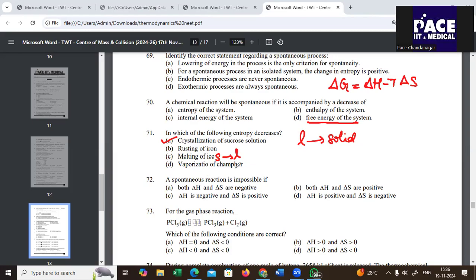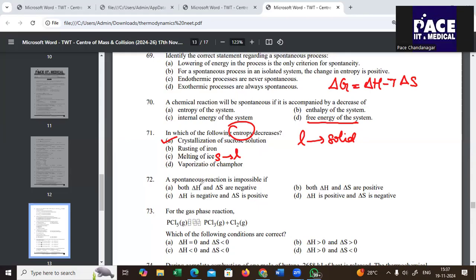Same like vaporization of camphor also, solid to liquid, right? And rusting of iron, it flakes away, right? So it eats away. So more randomness, oxidation happens there. So entropy decreases in crystallization of sucrose from sucrose solution, liquid to solid, which means you are coming into a more stable, rigid state. So randomness is decreased, and entropy is a measure of randomness, so that will be decreased here.